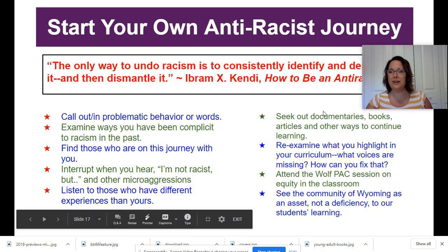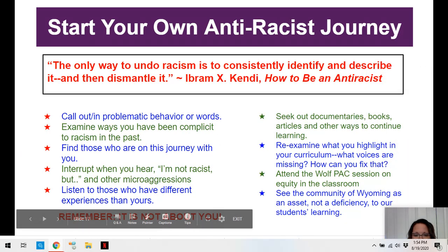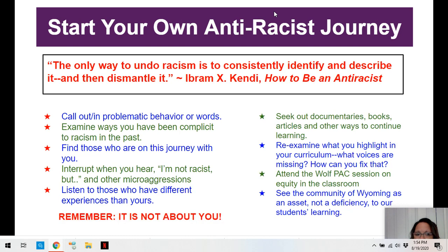All right, so we're ready to start our own anti-racist journey. Ibram X. Kendi, author of How to Be an Anti-Racist, says the only way to undo racism is to consistently identify it and describe it and then dismantle it. So anti-racism is consistently looking at yourself, looking at others, identifying when you see racism or questioning it, describing it, and then dismantling it, quitting it.